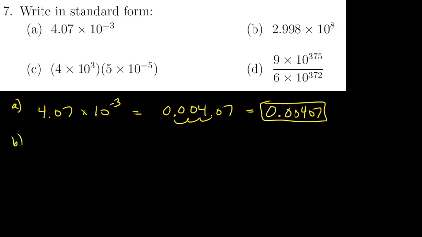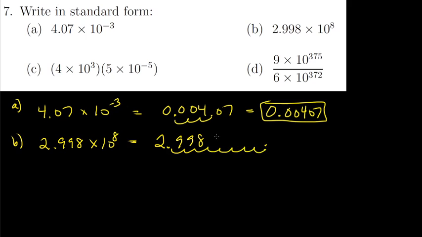Okay. For part B, we have 2.998 times 10 to the 8. So this is going to be a big number because it's a positive exponent. So here we're going to move the decimal the other way, right, to the right. So 1, 2, 3, 4, 5, 6, 7, 8. So we need to fill in the spaces with zeros. 5 zeros, right? So this is going to be, let's see, comma here, 299,800,000.